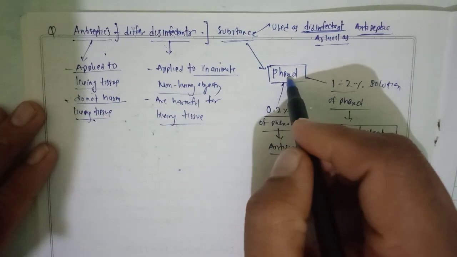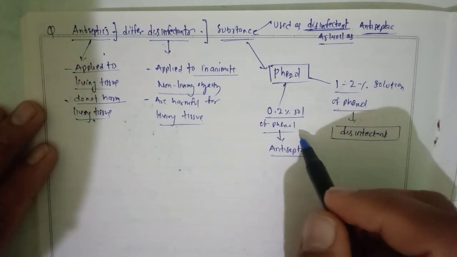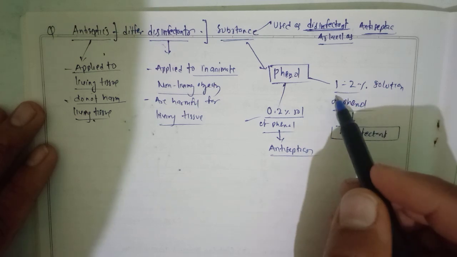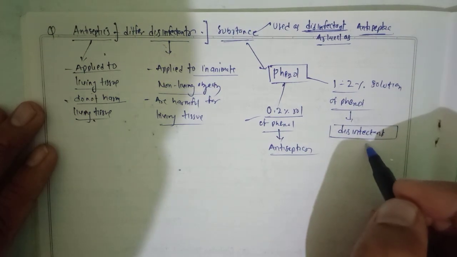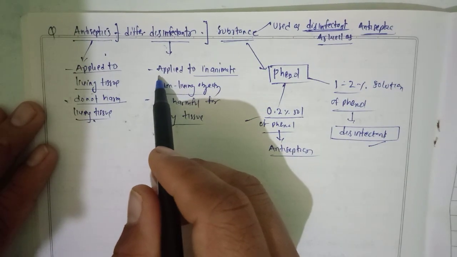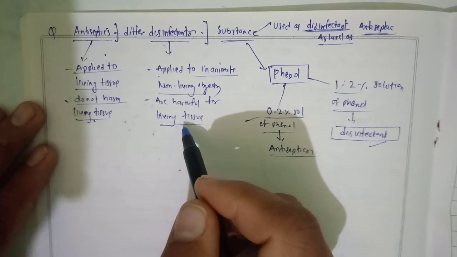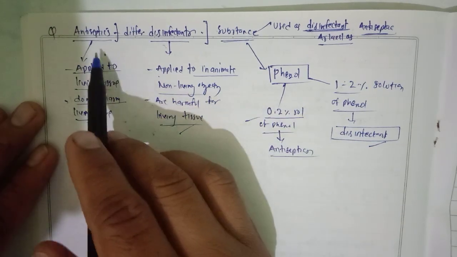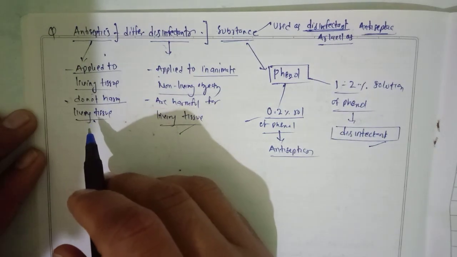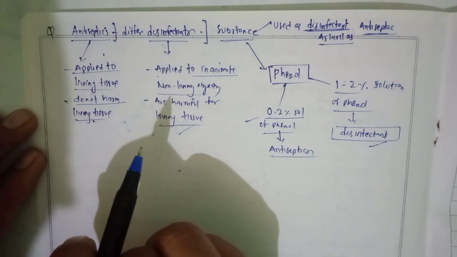The substance is phenol, which is used as an antiseptic when it is a 0.2% solution, and it is also used as a disinfectant when it is a 1 to 2% solution. Disinfectants are the substances which are applied to inanimate, non-living objects, and if they are used on living tissue, they are harmful. In the case of antiseptics, they are applied to living tissues and do not harm them. So that is the question which has been asked for 2 marks in your chemistry board examination.